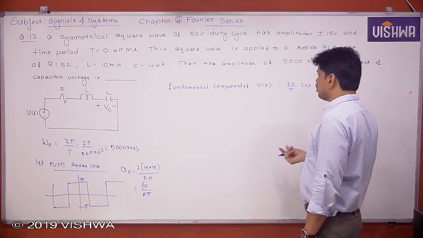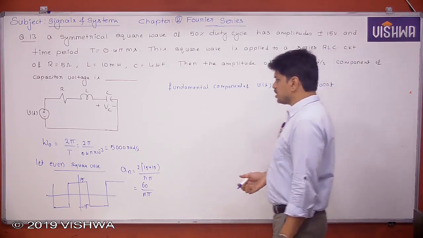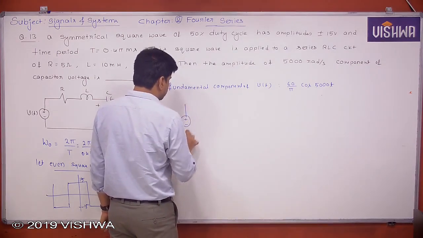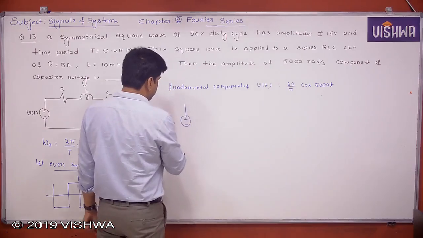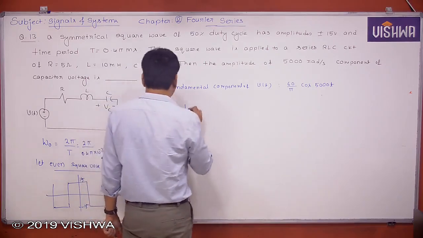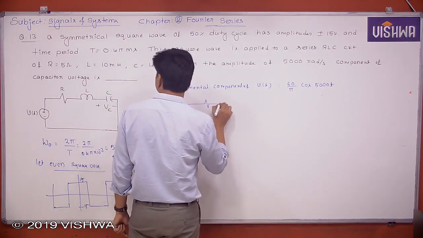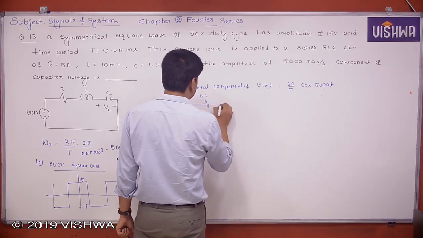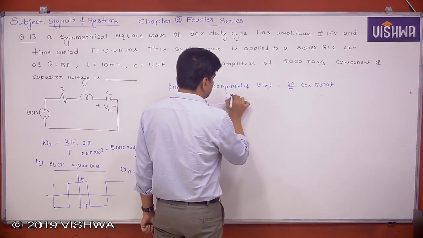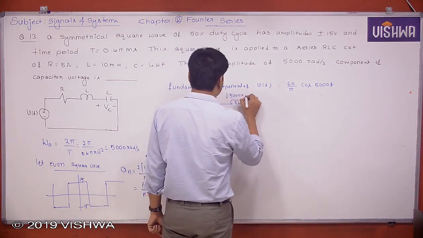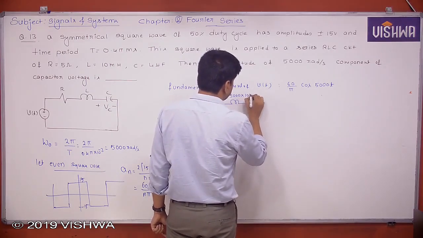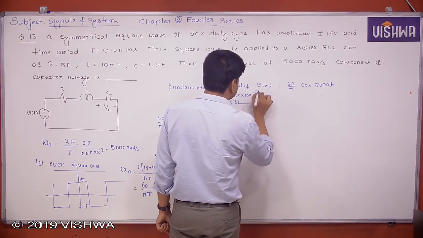Now that we have the fundamental component, we need to find Vc of t. For that, first we have to draw the phasor domain. In the phasor domain, V of t is 60 by pi at an angle 0. Next, the resistor is same as resistor, 5 ohm. Next, j omega L, that is j into 5000 into 10 millihenry, that is 10 into 10 power minus 3. So finally how much is it going to be?